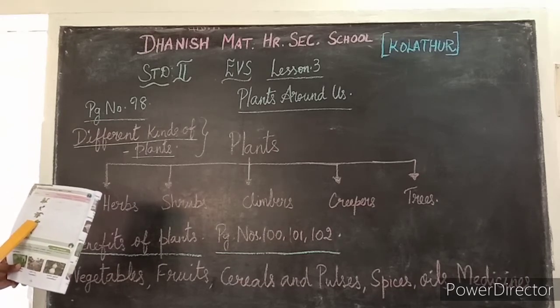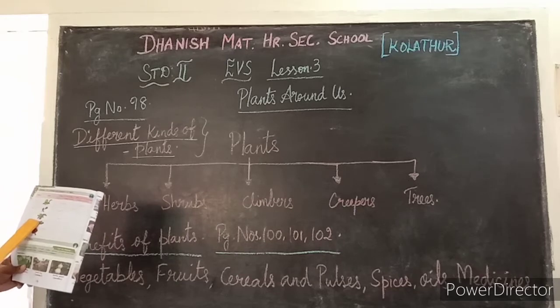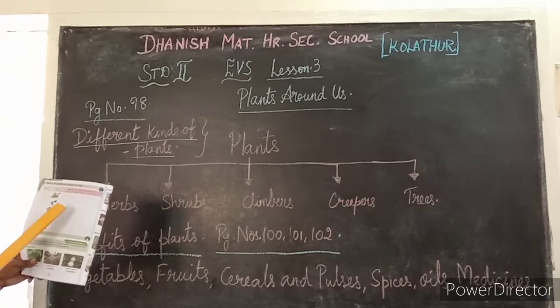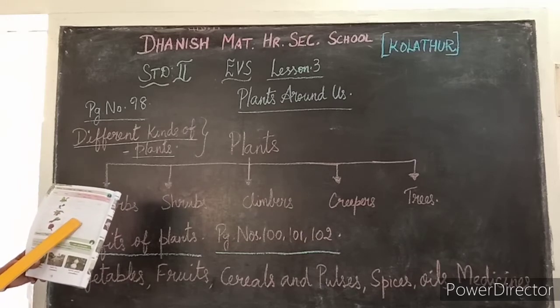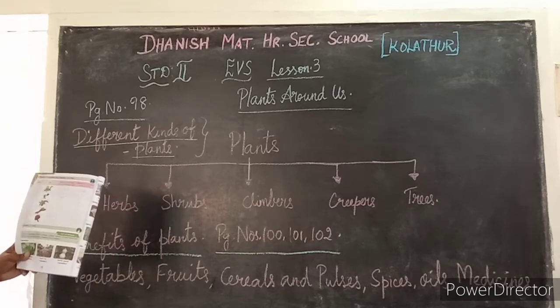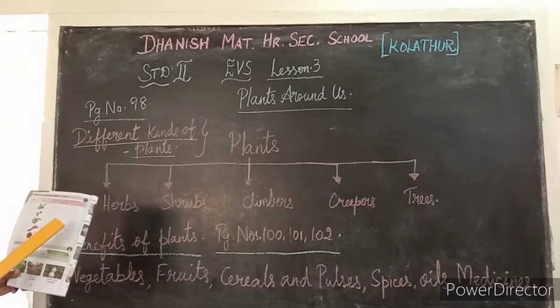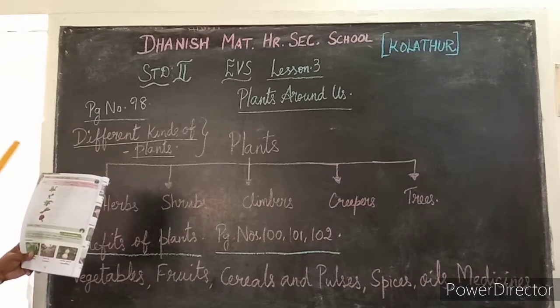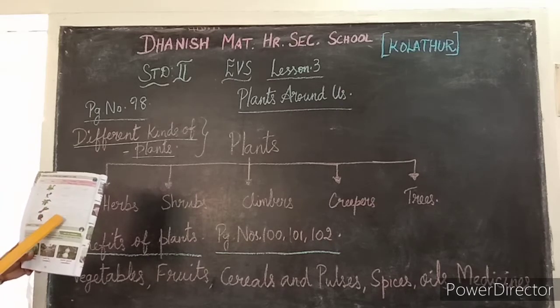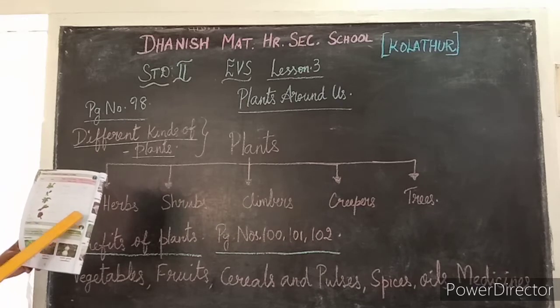Next one, this is a neem tree actually. What is the color of the stem? It is brown color, so write brown here and write hard, because that is a tree, so it will be hard. Next one, this is beetroot. What is the color of it? That is red color. So write red here and here you write soft.